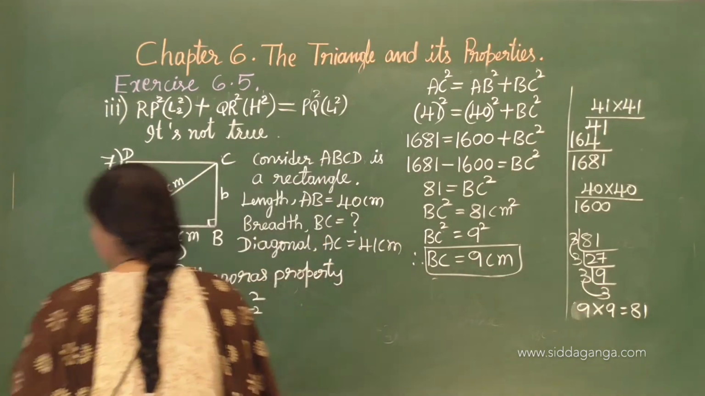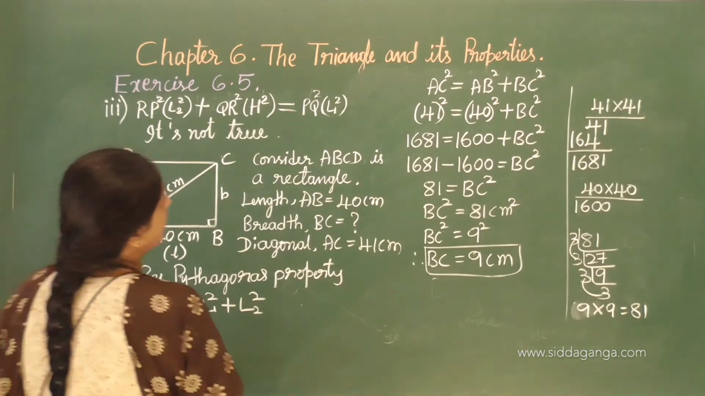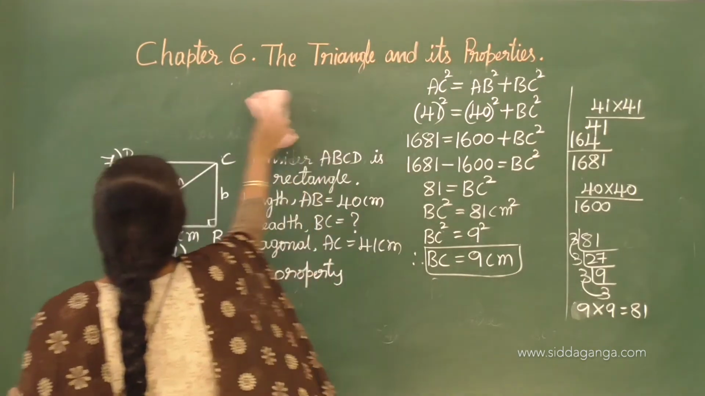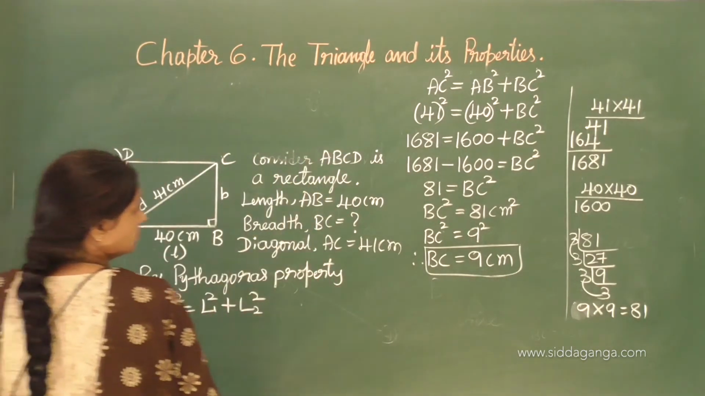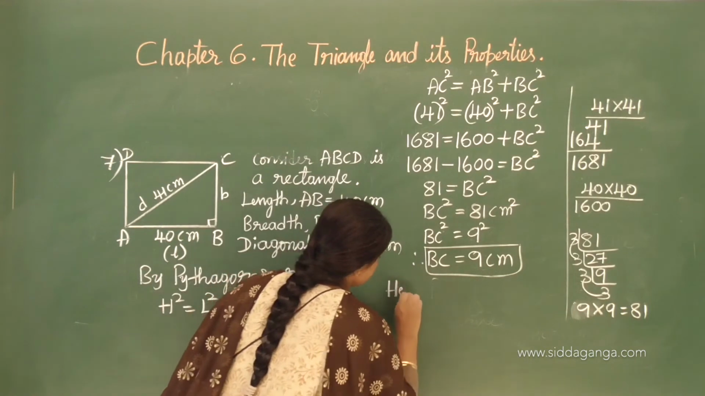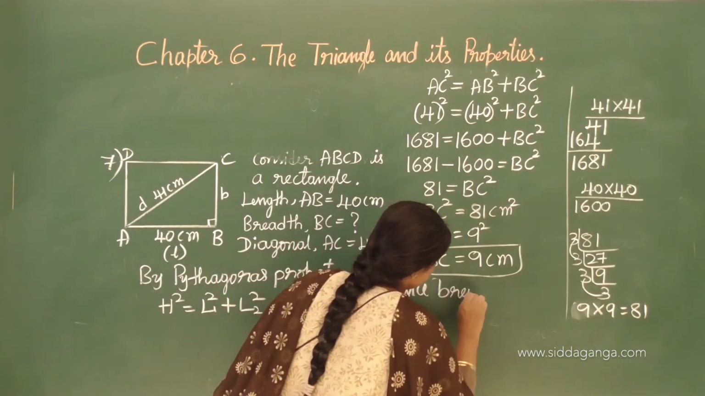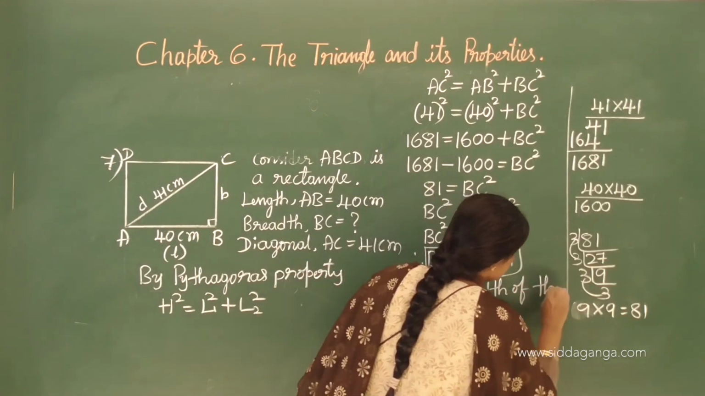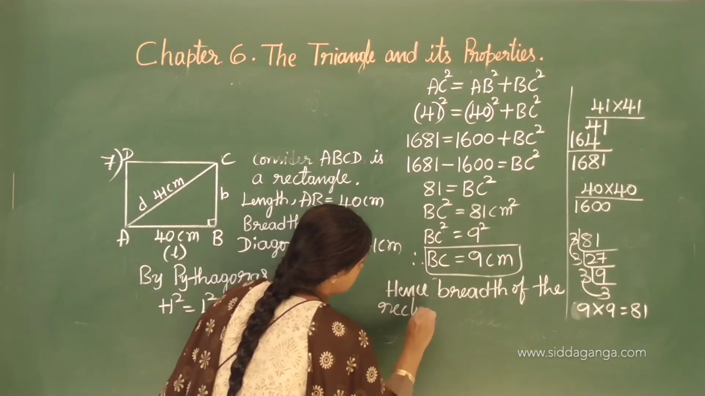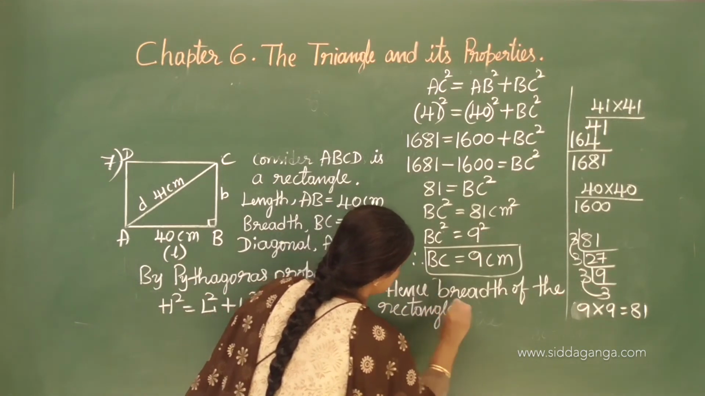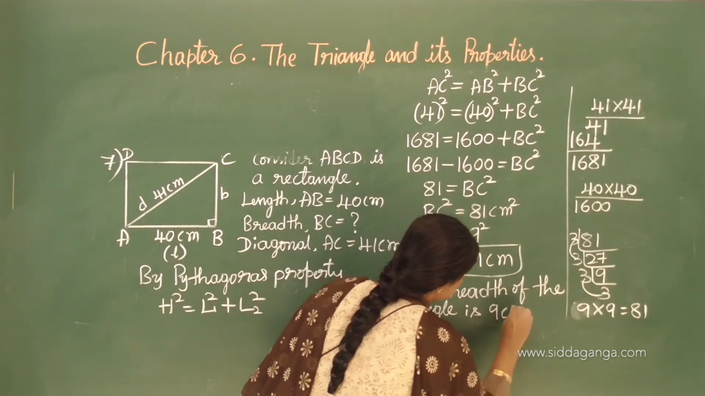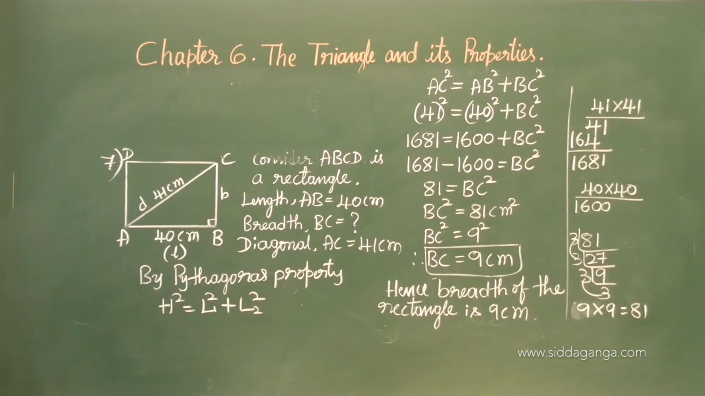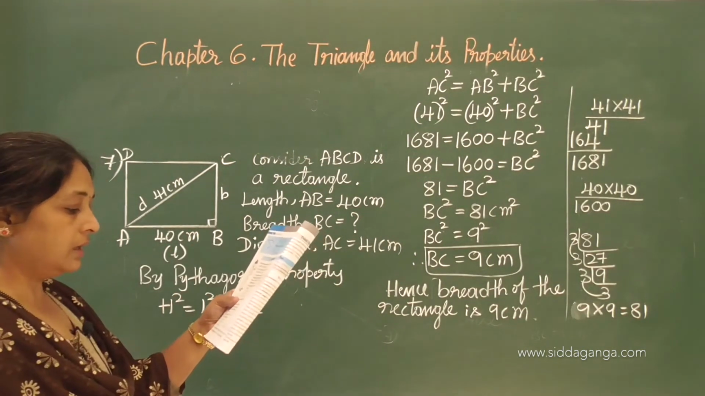Okay, then here we can write, by using Pythagoras, hence the breadth of the rectangle is 9 centimeter. And also they asked to find the perimeter of the rectangle.